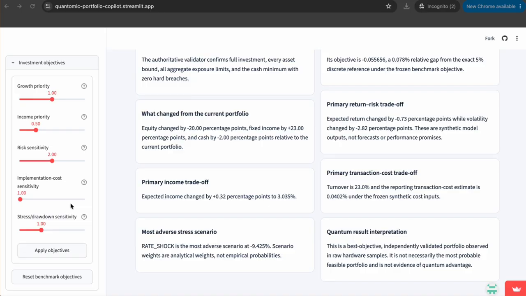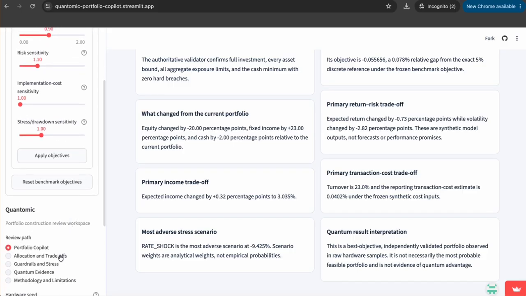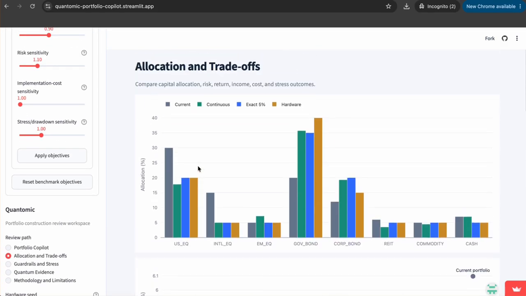Let's try changing some of the objectives here. Let's say we want to increase growth and also income, but with less risk. So let's see that scenario here, and let's apply these objectives.